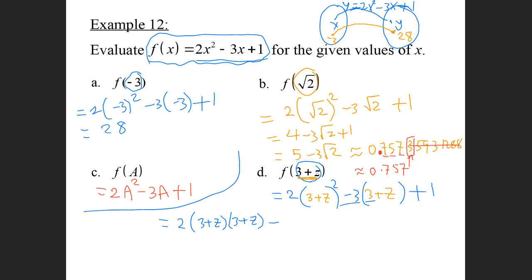This is minus 3 times 3 minus 9, minus 3 times z minus 3z plus 1. What about these brackets? You have to FOIL them. How to FOIL? The first times the first term, 9. The outers, 3z. The inner, z times 3 is 3z. And the last, z times z is z squared.